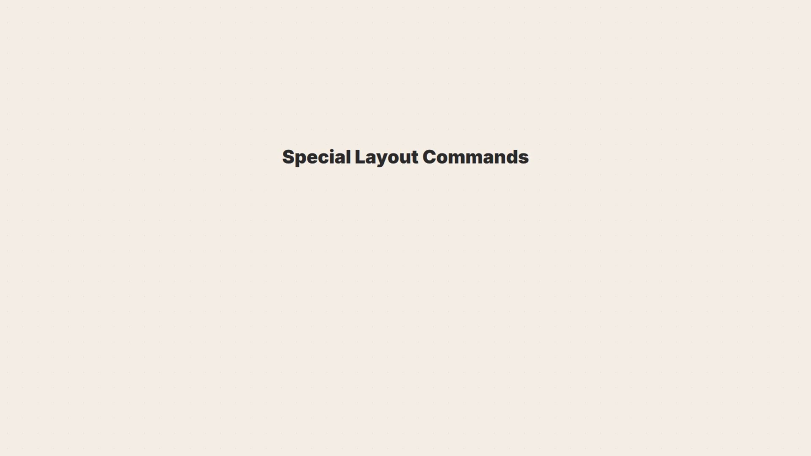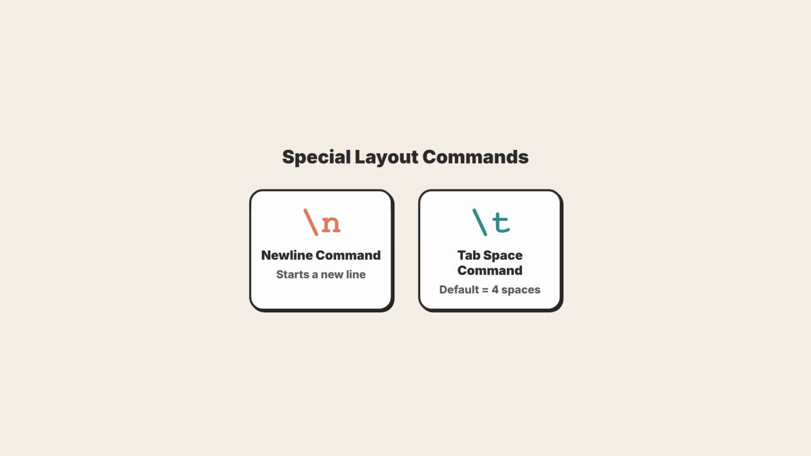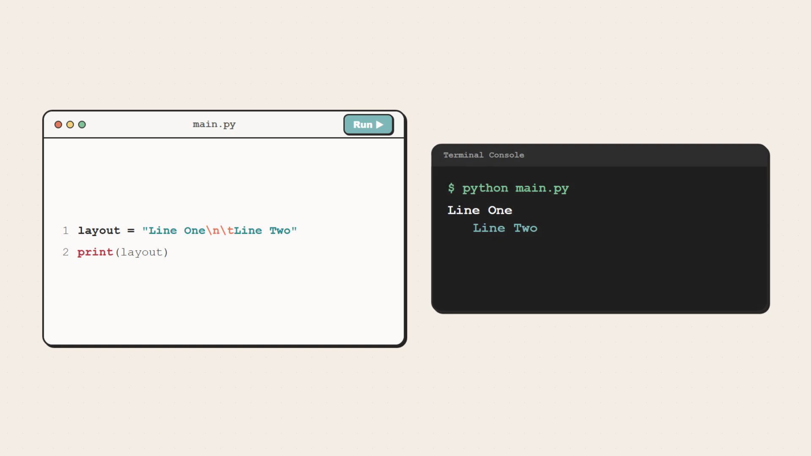We also use backslash for special commands. For instance, \n creates a new line, and \t creates a tab space. Let's write layout equals "line 1 \n \tline 2". Print layout. Run the program. The output shows line 1, followed by an indented line 2 on the next line.